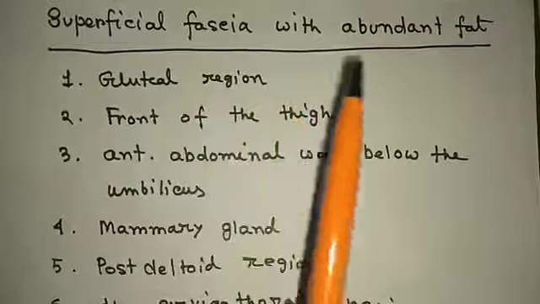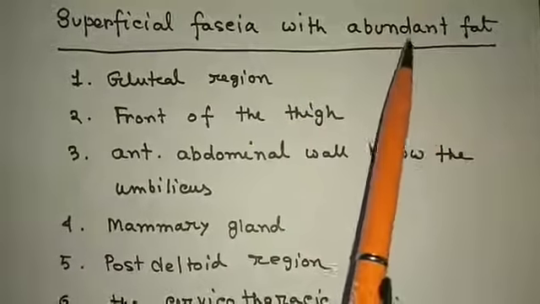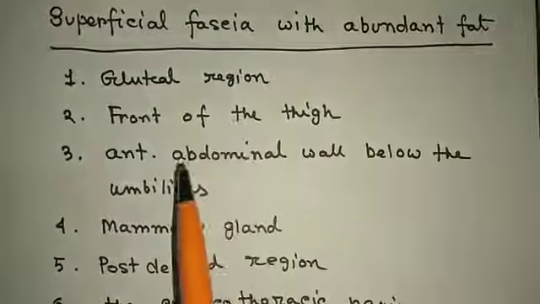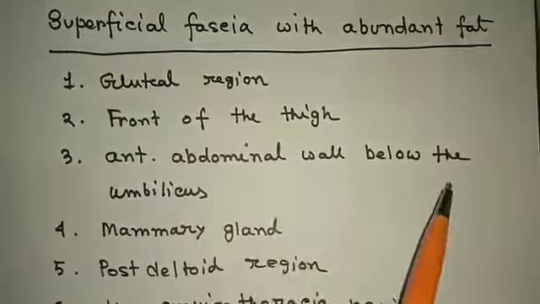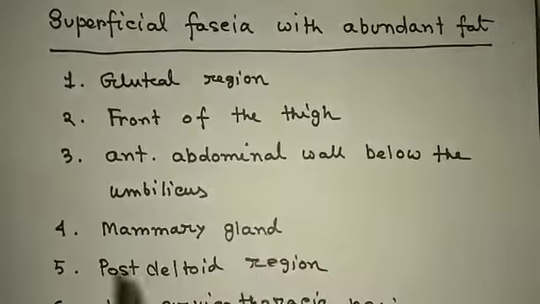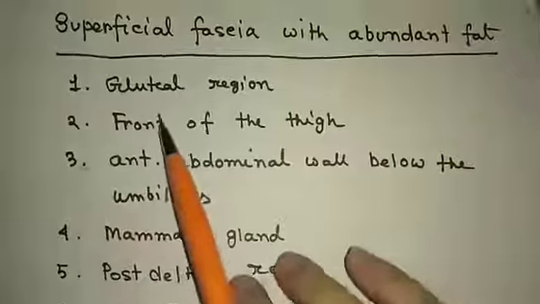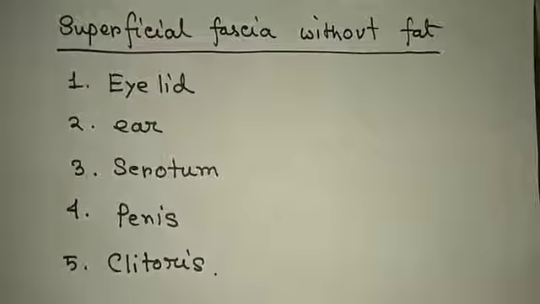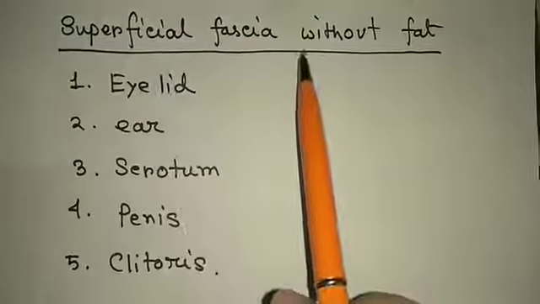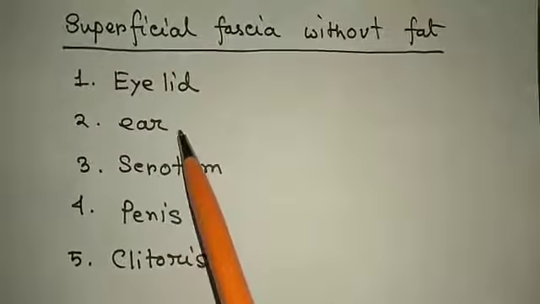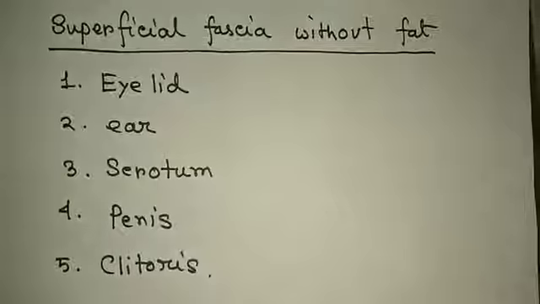The fat amount within the superficial fascia also varies. It is abundant in the gluteal region, front of the thigh, anterior abdominal wall below the umbilicus, mammary gland, post-deltoid region and the cervicothoracic region. Superficial fascia without fat is found in the eyelid, ear, scrotum, penis and clitoris.